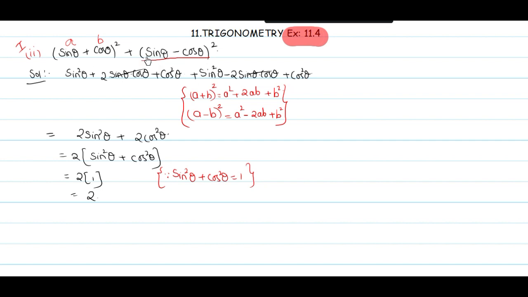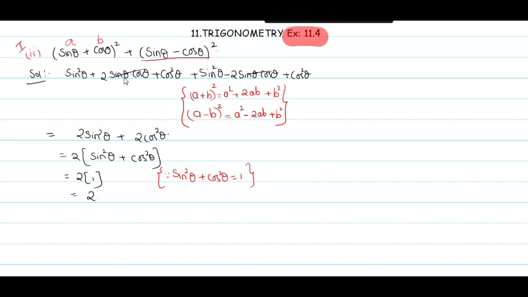Then similarly, the second bracket, as you can see, plus sign as it is, it is in the form of a minus b whole square, and the expansion of a minus b whole square is a square minus 2ab plus b square. So, what is our a here? Sin theta. So, a square will be sin square theta minus 2ab is nothing but minus 2 sin theta into cos theta, then plus b square. B is nothing but cos theta, cos square theta.